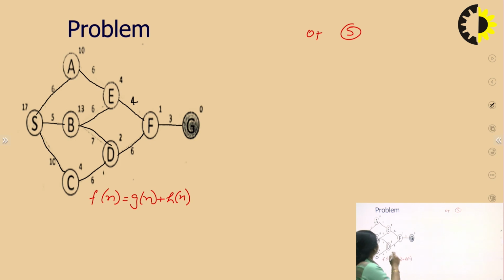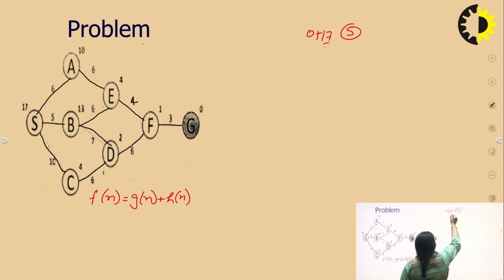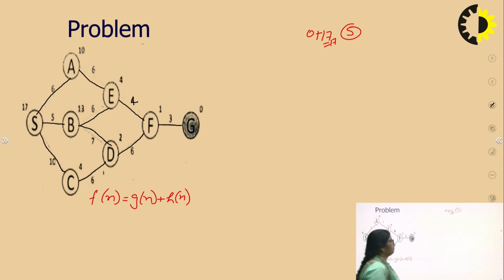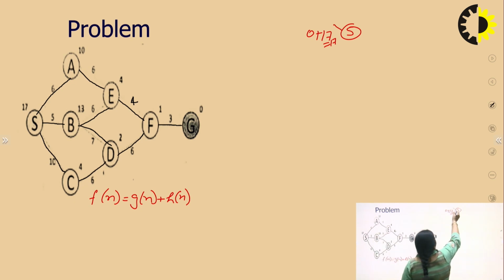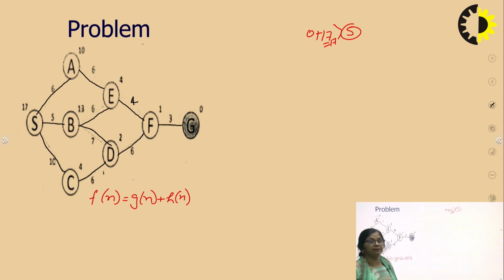Now, what is the estimate? What is the heuristic value? 17. So it will be 0 plus 17, as it is only one node. So we will select this and we will check, is it goal? Actually one node was there, so we selected that. Now the question is, is it the goal node? No. So as it is not the goal node, we will expand it.